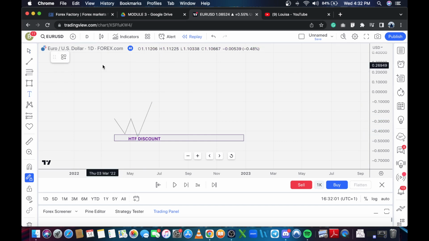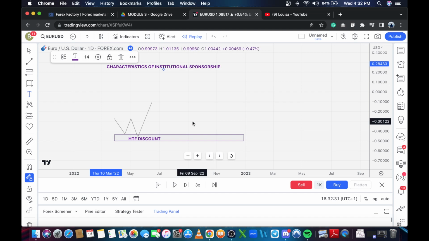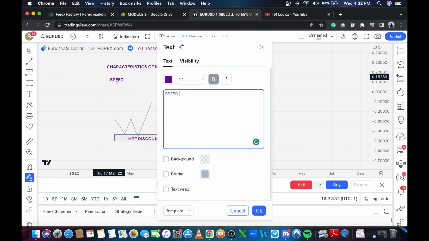All right, so this is where we go into a little bit more detail, and here we're going to talk about the characteristics of institutional sponsorship. My spelling is really bad today. So what are the characteristics of institutional sponsorship? Here we are concerned with speed of delivery and one-sidedness of delivery.